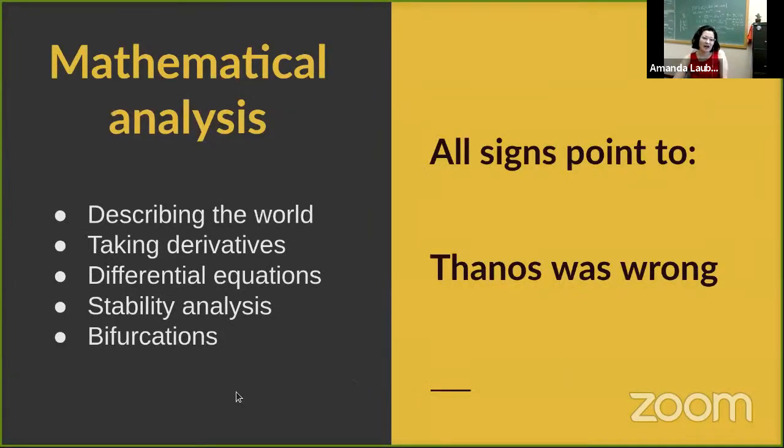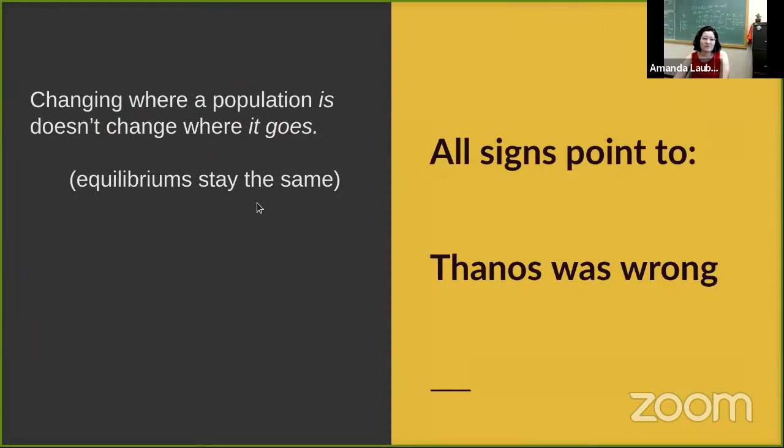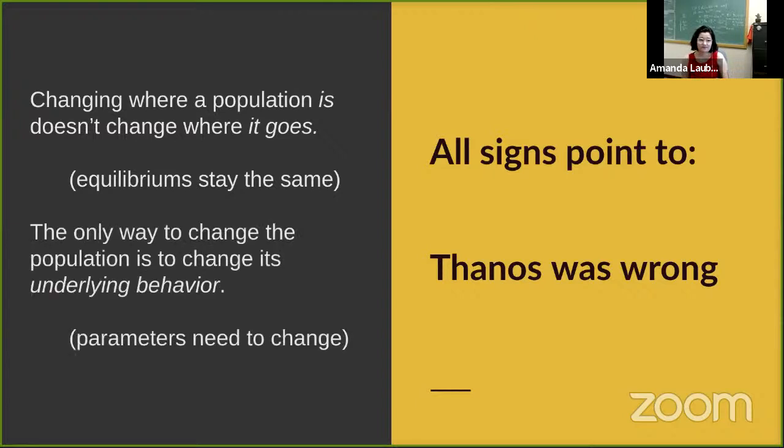But these 5 different tools of mathematical analysis we talked about, just in summary, they all point to the idea that Thanos was wrong. The 2 big takeaways I would give you are that changing where a population is doesn't change where it goes. So cutting the population in half doesn't change that they'll reach the same value eventually. The equilibrium of that population hasn't changed. The only way that you can change the population is to change its underlying behavior. That's that idea that something like the growth rate or the death rate or how much you consume has to change to adjust where the equilibrium is to avoid extinction.